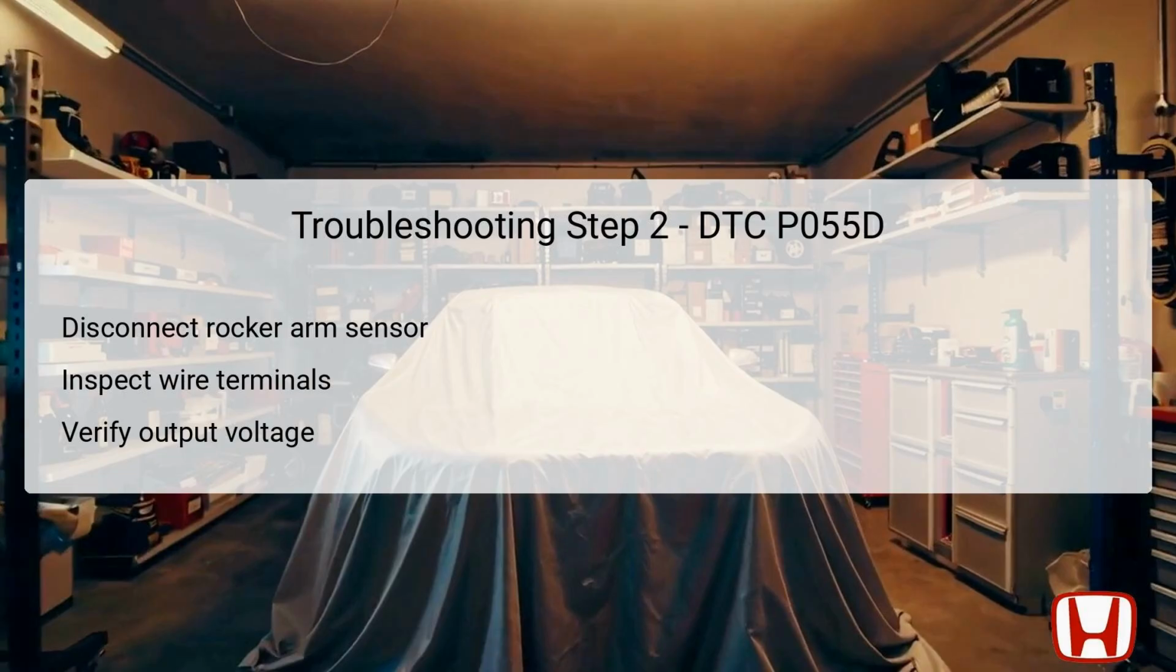For the second step, disconnect the rocker arm oil pressure sensor's 3P connector to isolate the sensor from the circuit before proceeding with the inspection. Once disconnected, use a jumper wire to connect terminals number 1 and number 2 of the sensor connector. This allows you to simulate the sensor response while checking the HDS for the voltage output.